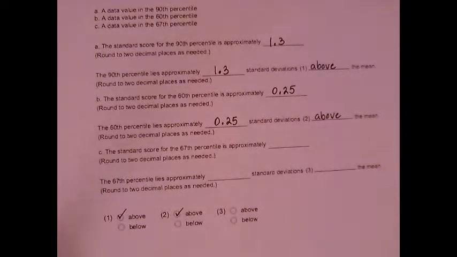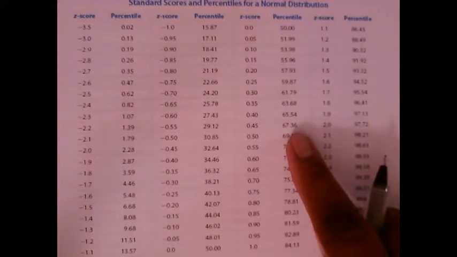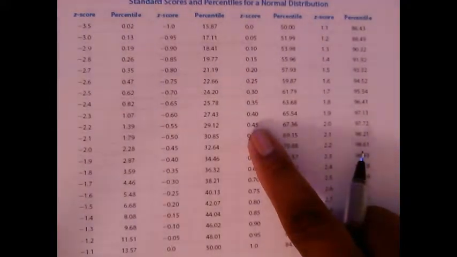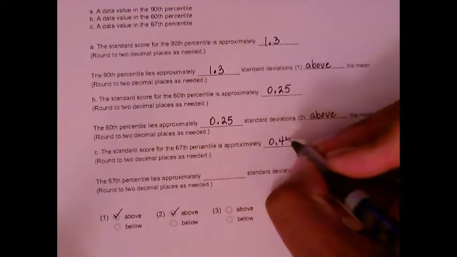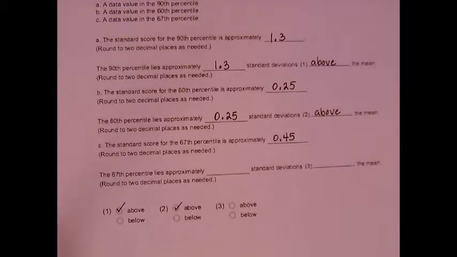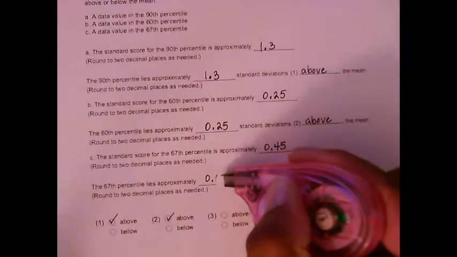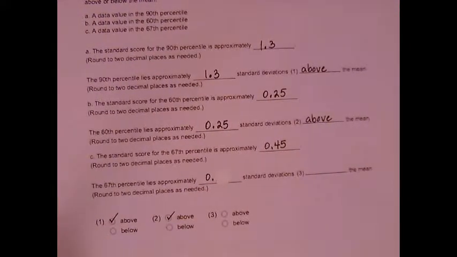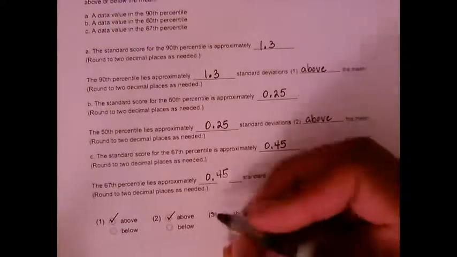And then finally, part C, the standard score for the 67th percentile is approximately what? Okay, let's find a decimal value that's close to 67. Well, 67.36 will be close. The z-score for that will be 0.45. So here we're going to have 0.45 for the standard score representing the 67th percentile. And that's 0.45 standard deviations. It's positive, so it's going to be above the mean.